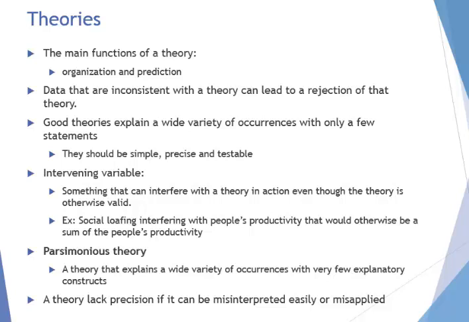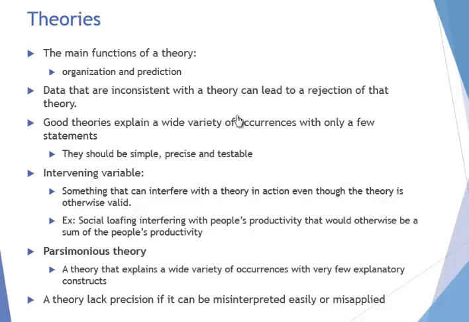And of course, good theories explain a variety of occurrences with only a few statements. They should be simple, they should be precise, and of course they should be testable. Saying less hungry is actually not very precise, not very testable. Let's say I have a theory that people who eat big breakfasts are 25% more likely to say that they are less hungry at noontime. That would be something that's much more precise. That would be something that's testable, whereas just a general idea of less hungry or more hungry may not be testable.